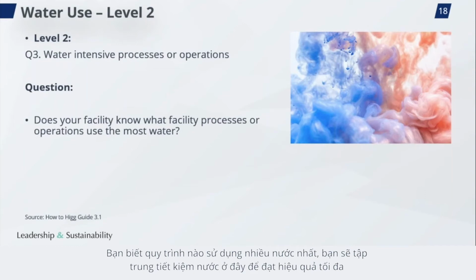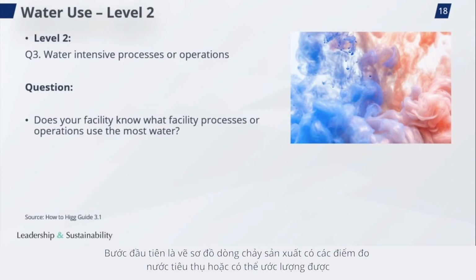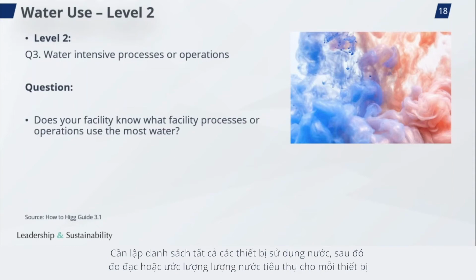So a first step would be to map out your production processes together with, for instance, a site process flow diagram with identification of where usage is metered or can be estimated. And this involves manually listing out all equipment on site that uses water, and then identifying, for example, through meters or other estimates, how much water each item on the list uses.